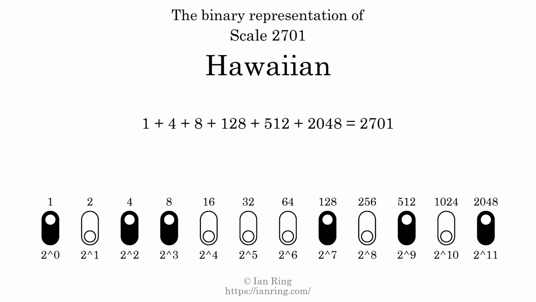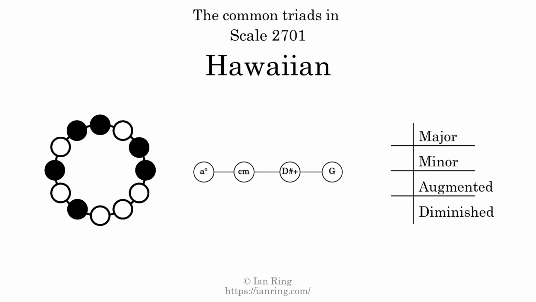The scale number not only enumerates the scale with a unique index, but it also literally describes the tonal content of the scale. Represented as a binary number in base 2, the scale number is 101010001101. Here are the common triads present in this scale.